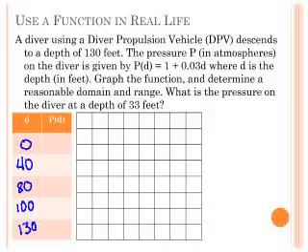Next, you need to plug those values that you got for D into this equation, 1 plus 0.03 D. When I plug in 0, I know that 0 times anything is 0, so I get just plus 1. When I stick 40 in, 40 times 0.03 gives me 1.2. I add 1 to that, and I get 2.2.